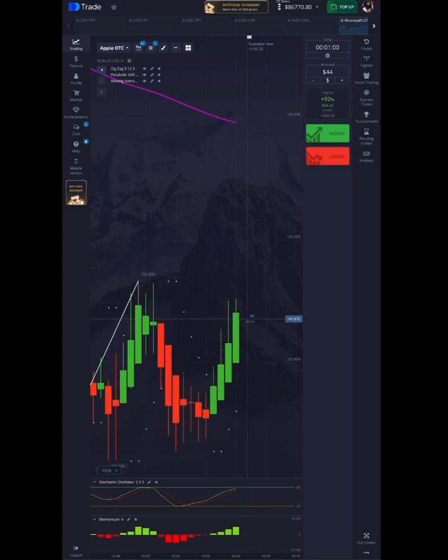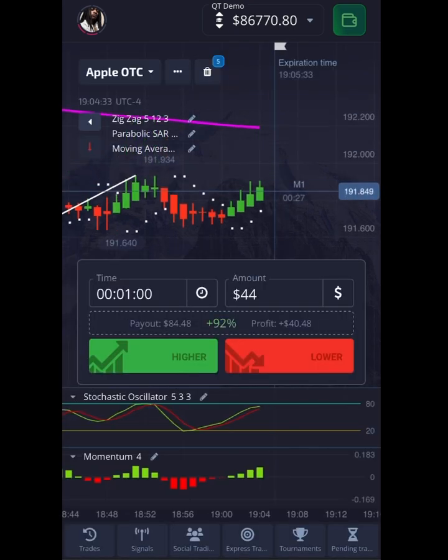Now I'm gonna switch back to the mobile version, and I'm gonna shut up again and look for a sell. Market looking crazy right now though.